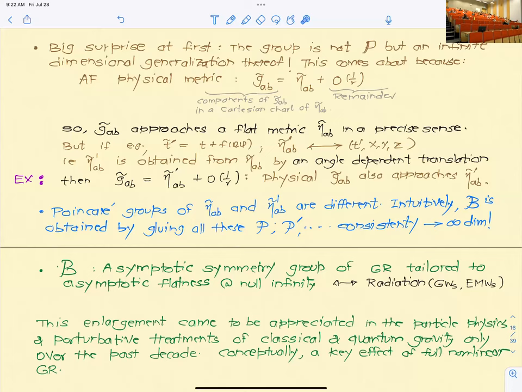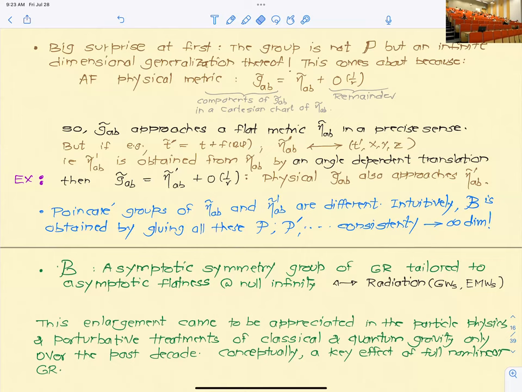And therefore, the statement is that given the physical metric, I don't have a preferred eta tilde AB. I can have eta tilde AB, eta tilde prime AB, eta tilde double prime AB, etc., all related by angle-dependent translations. So I can take the Poincaré group of this, I can get the Poincaré group of this, Poincaré group of eta tilde double prime, etc., etc. And all of these Poincaré groups would be equally admissible as a symmetric group.